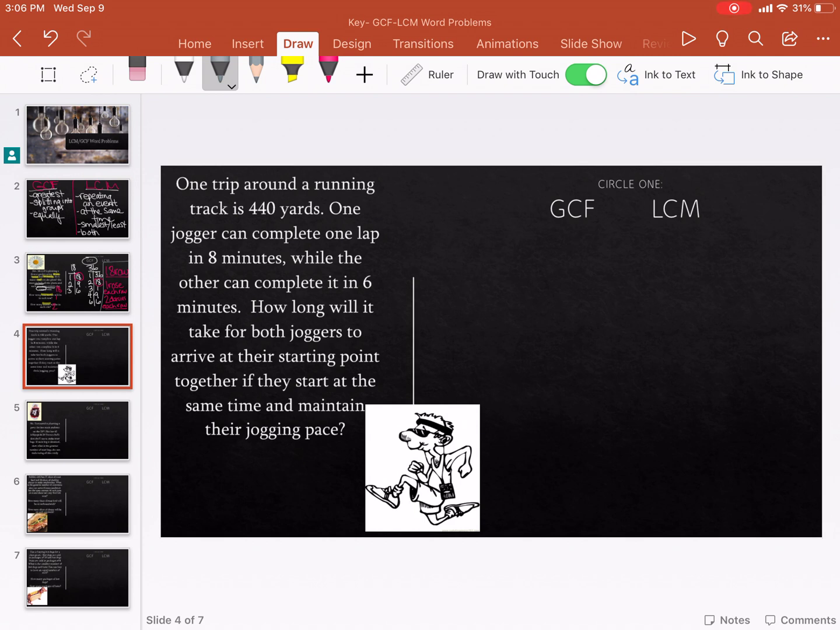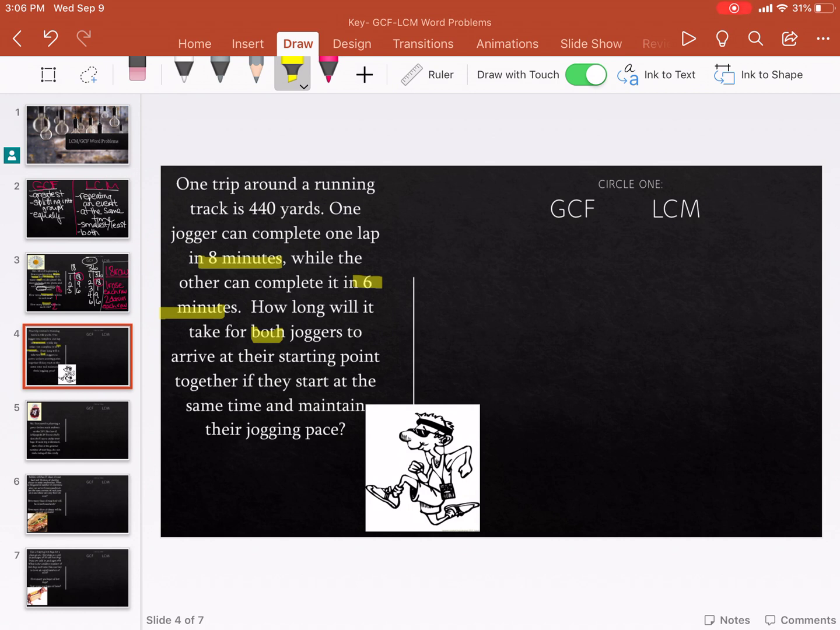On a track, one trip around the running track is 440 yards. One jogger can complete 1 lap in 8 minutes, while the other can complete it in 6 minutes. How long will it take for both joggers to be at the starting point if they start at the same time? So imagine Miss McCall and I both leave.